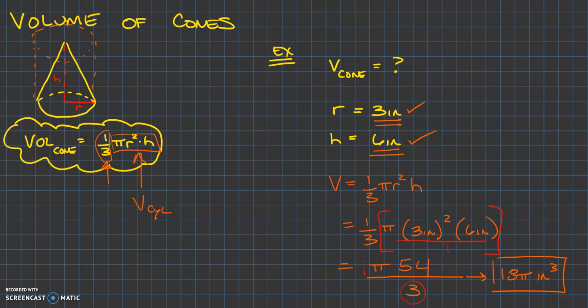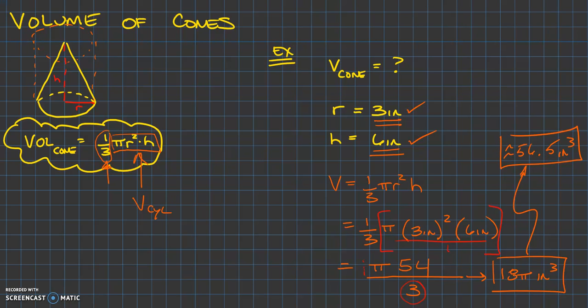Now, as I've said in previous videos, in my class, I'm perfectly fine with you leaving pi in the answer. But if you were to multiply it out, that would be 18 times 3.14 for the abbreviation of pi, and you would get approximately 56.5 cubic inches. So that is the basics of working with volume of a cone.